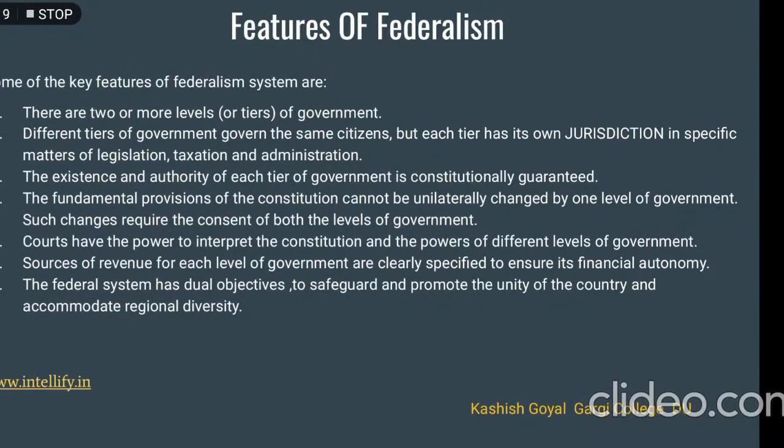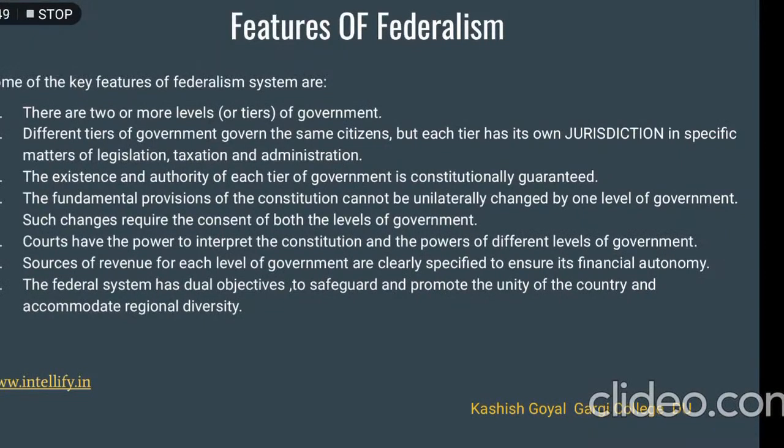They have their own say, their own constitutional powers, and all the rights to make laws, rules and regulations in their area of jurisdiction, and the central government has no right to intervene in it, right? The third point says the existence and authority of each tier of government is constitutionally guaranteed, which says that the constitutional powers which the state government has got are mentioned in our constitution; they are well laid out in our constitution.